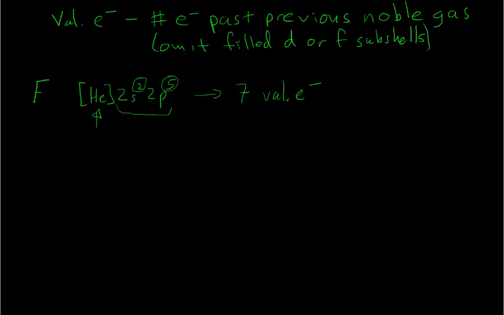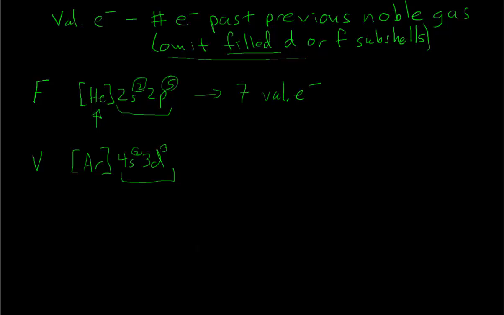Let's look at a slightly more complicated example. Let's look at vanadium. Vanadium has the electron configuration that's the same as argon, and then working our way across the periodic table, it would be 4s2, 3d3. So in this case, our outer shell is the 4s shell, but we're going to count these 3d electrons as well because it's not yet filled. We only omit them if they are filled.